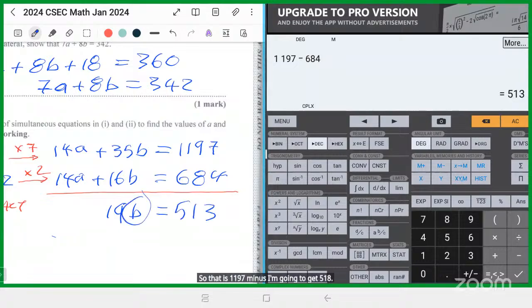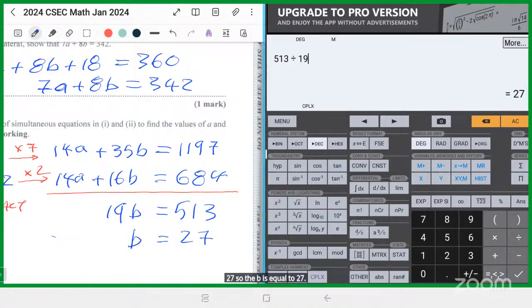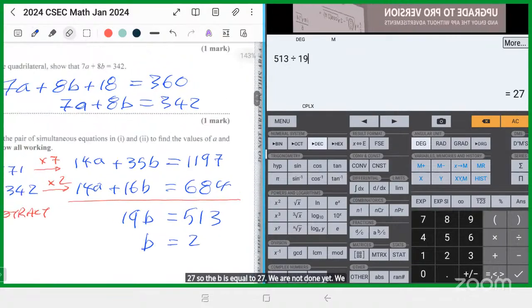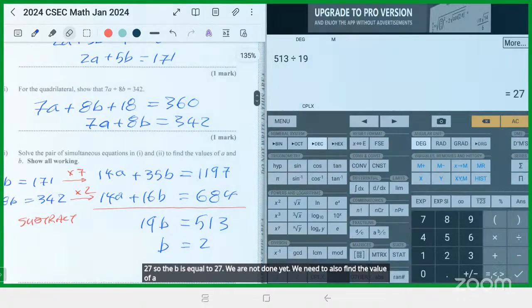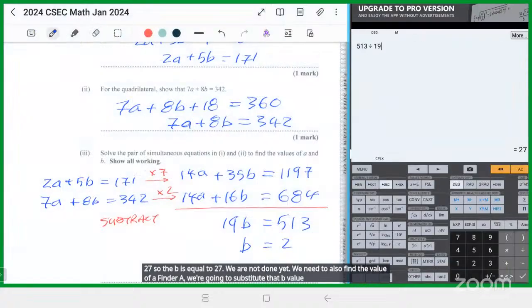To find the B, we need to divide by the 19. 513 divided by 19, 27. So the B is equal to 27. We are not done yet. We need to also find the value of A. To find the A, we're going to substitute that B value in one of these two equations.